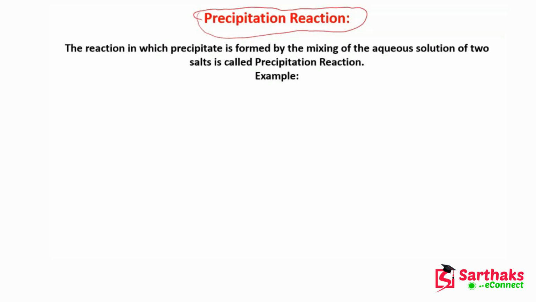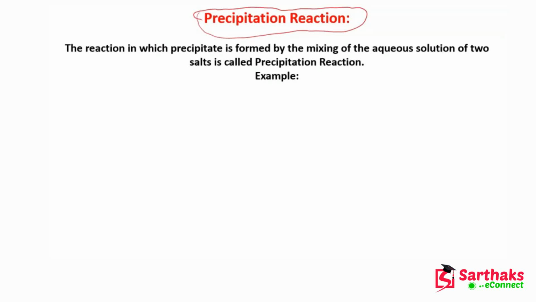In combination reaction, what was happening? Two reactants were combining and giving one single product. In decomposition reaction, what was happening? One single reactant was broken into two or more products. So by the name we can understand that decomposition means there is a decomposition of the reactant.